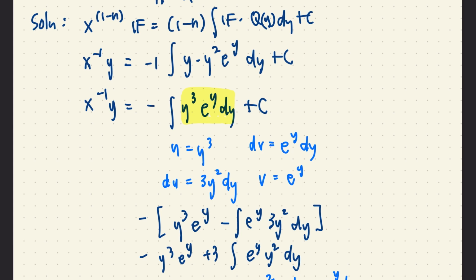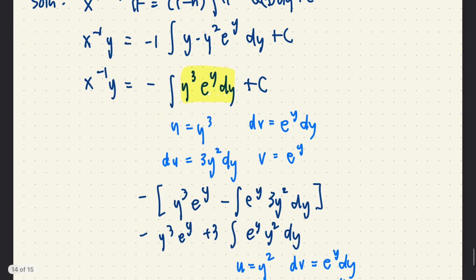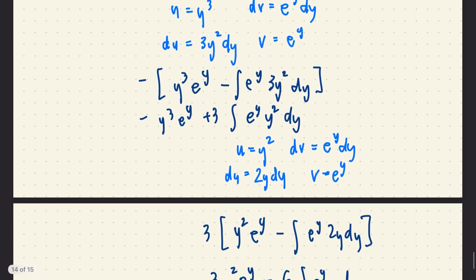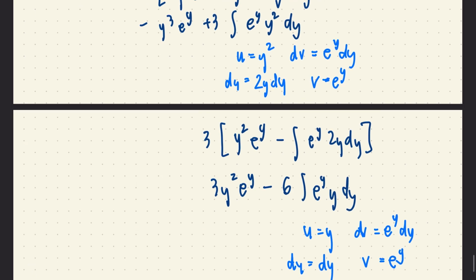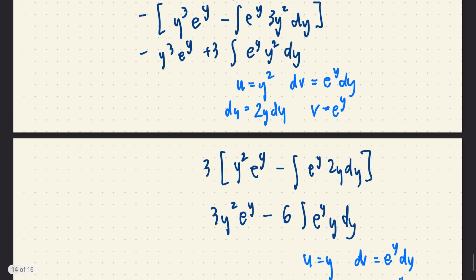So doing integration by parts, you will get these two terms, but you'll end up with the second term as another integration by parts. So you have u as y squared, dv is equal to e raised to y dy. Then you get du as 2y dy. V is e raised to y. Doing integration by parts, uv minus the integral of v du.